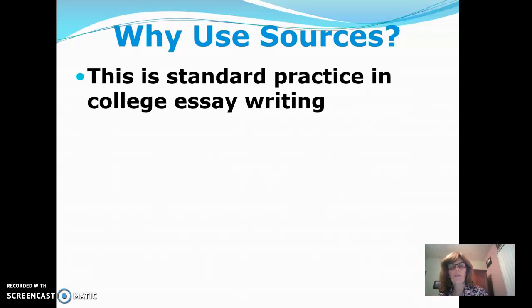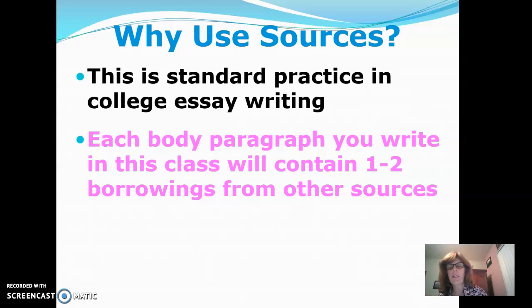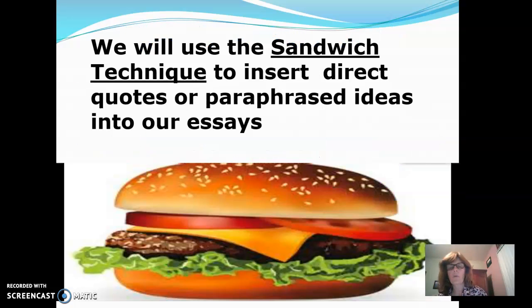Why do we use sources? Well, it's standard practice in college essay writing. Each body paragraph you write in this class will contain one or two borrowings from other sources. And we will use the sandwich technique to help us insert direct quotes or paraphrased ideas into our essay.